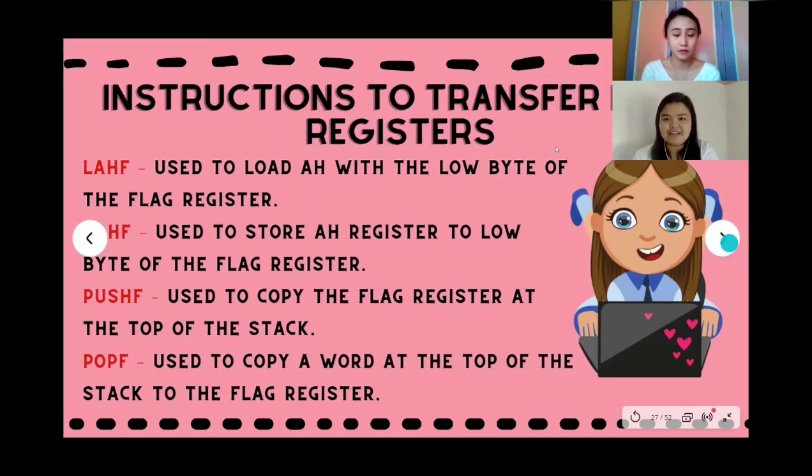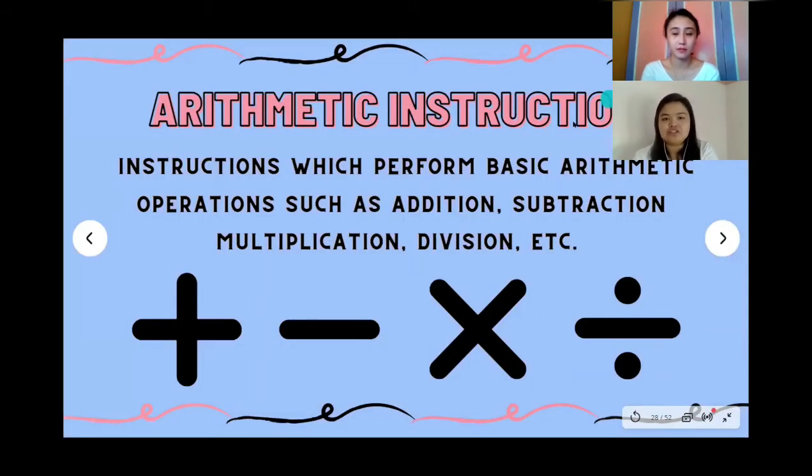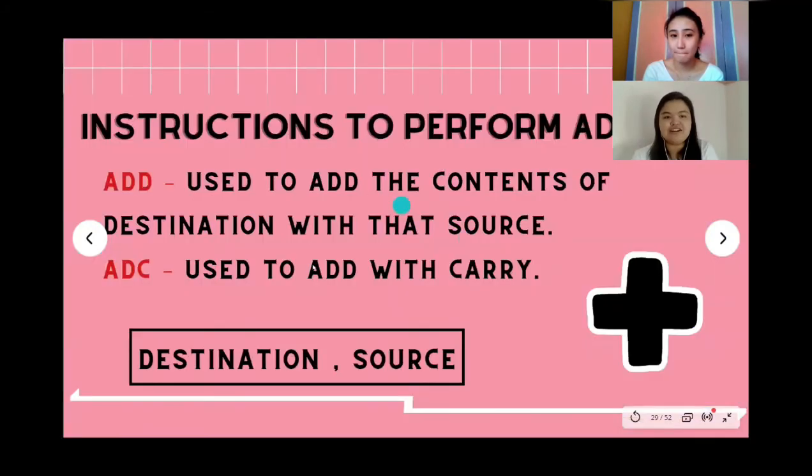So next is the arithmetic instructions. Instructions which perform basic arithmetic operations such as addition, subtraction, multiplication, and division. So these are the instructions to perform addition. I have here the ADD. It is used to add the contents of the destination with the source. And ADC is used to add with carry. Again, this is the destination and source, and the instruction will be placed before the destination.